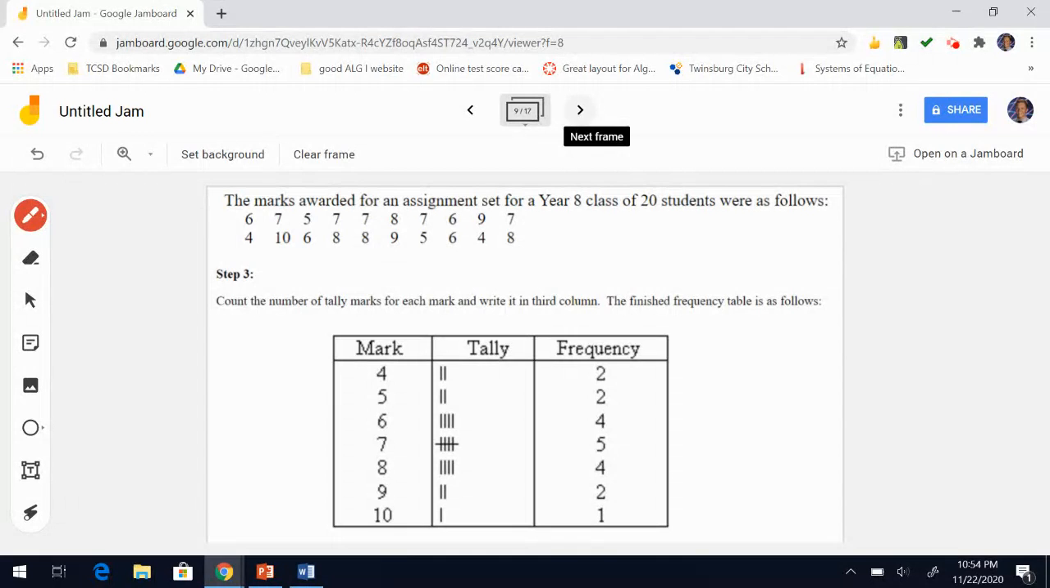Step 3, count the number of tally marks in each column, and there's your frequency. So if we look at our data set, we have 4, how many times? Twice, we can see that frequency. 5, here's one of them. Here's the other one, twice. So if you look, the most frequent number that we do have showing up is going to be a 7, which is in the middle, right? That's our average.